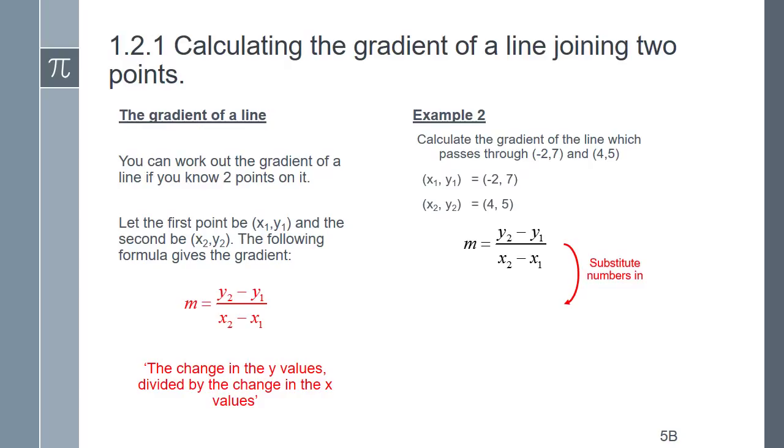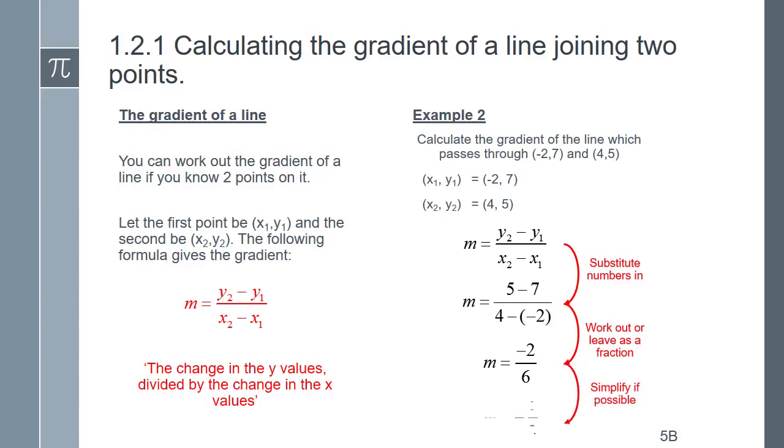Substitute the numbers in. Be careful with the minus signs. The main mistake people make in these questions is minus sign carelessness. 5 minus 7, 4 minus minus 2, and we evaluate that as minus 2 over 6, or obviously minus 1/3. Because it's always a good idea, indeed the right idea, to simplify when possible.